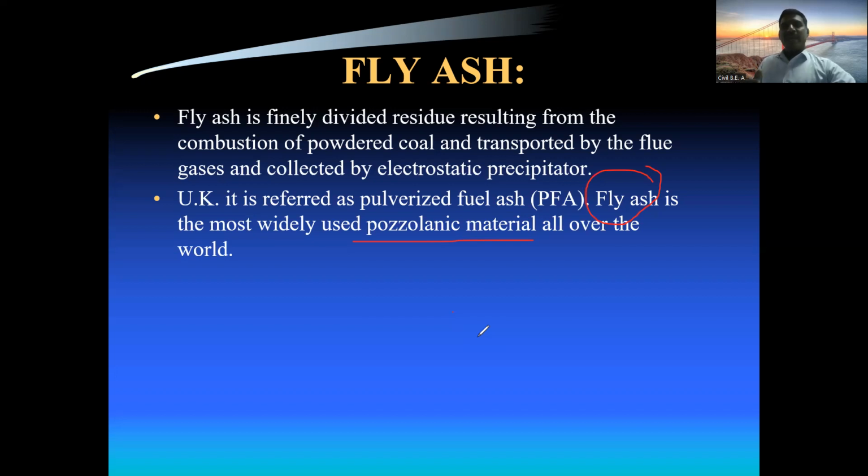Why? Because we are adding fly ash into it, at 25 to 30%, so that we can minimize the content of cement to some percentage. So it is easy to get a less costly cement. Fly ash is a major pozzolanic material which we are adding into the concrete.